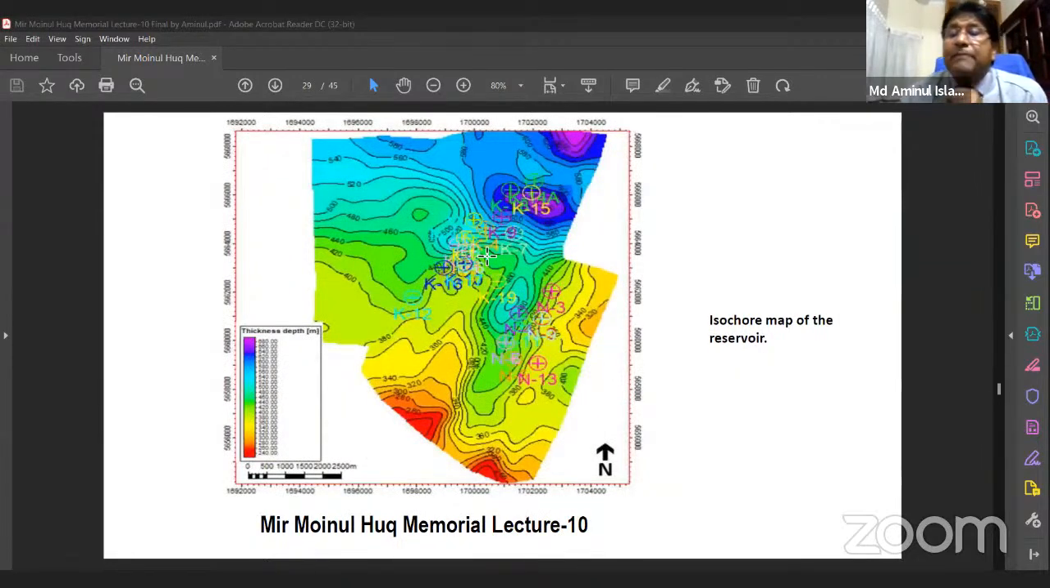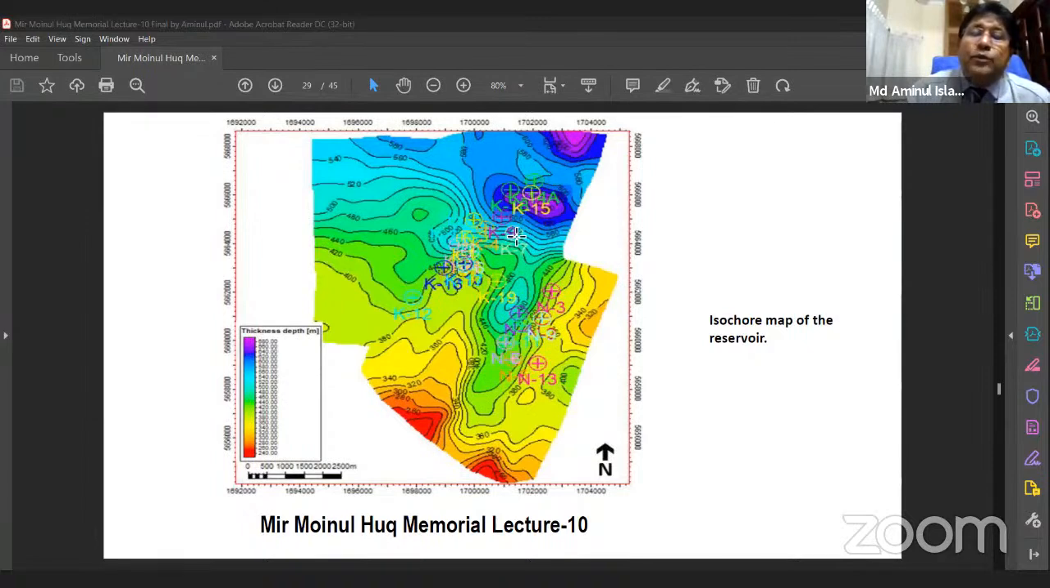And we have a thickness map, we call it an isochore map. This is a vertical thickness. So thickness will give you a clue about the reservoir, where is the good reservoir, where is the slightly lower quality reservoir, in terms of thickness. Because when you do reserve estimation, thickness is a vital criterion.